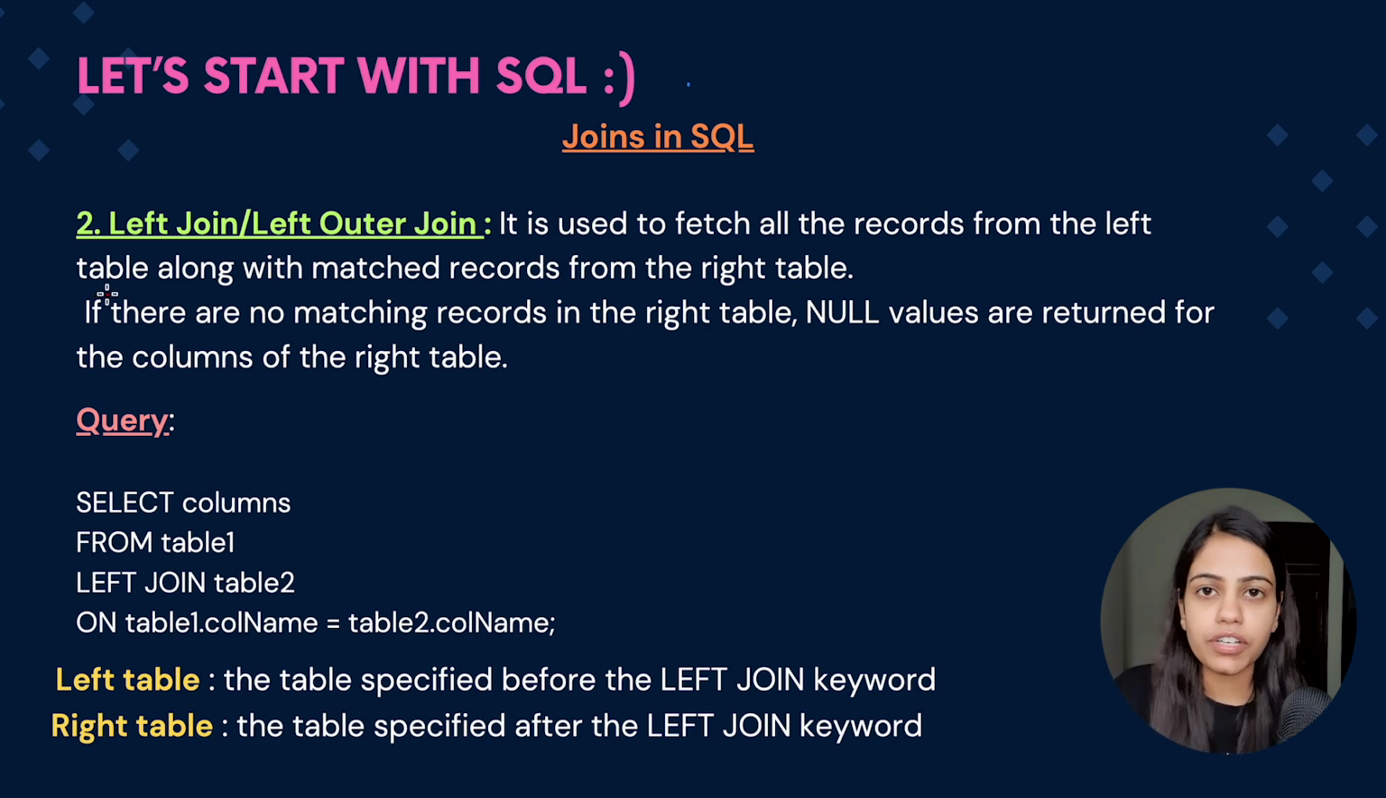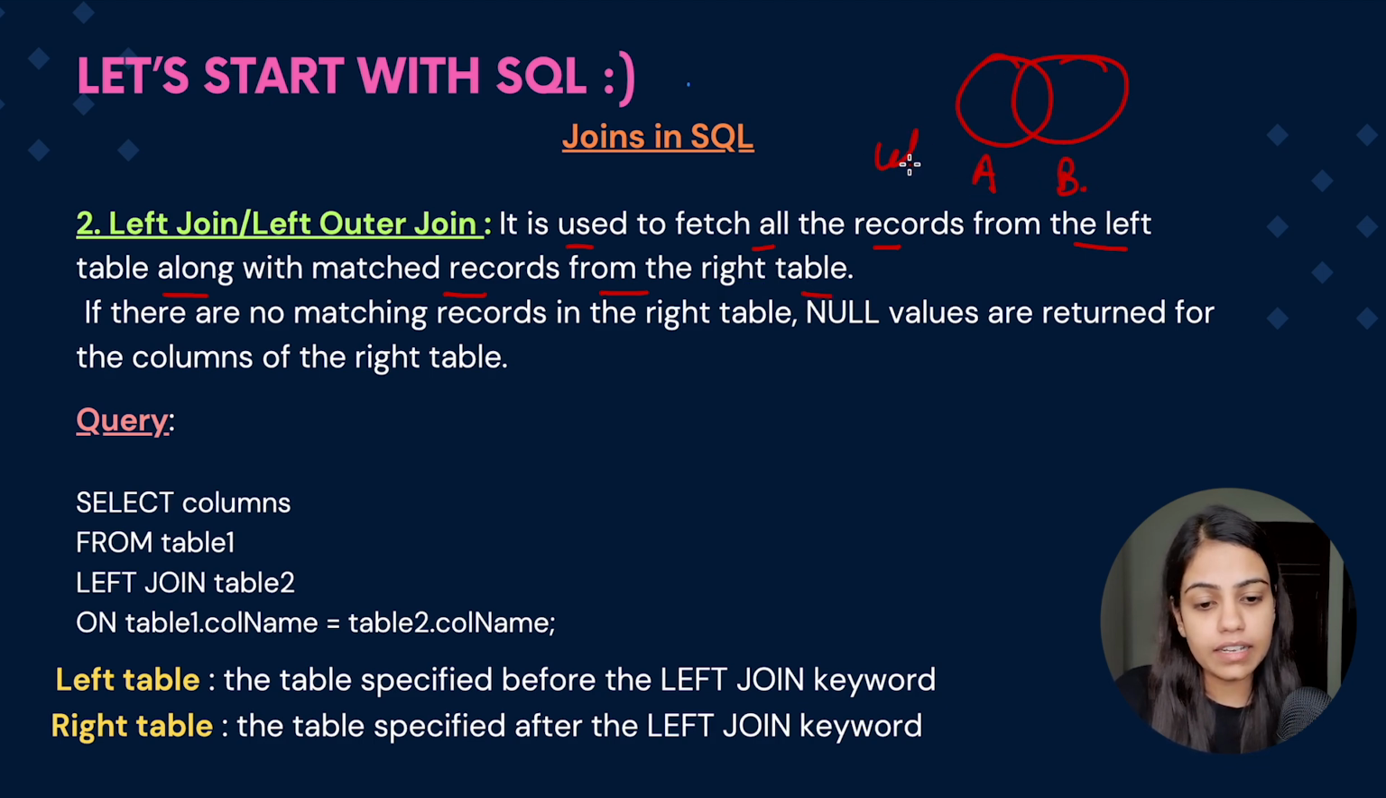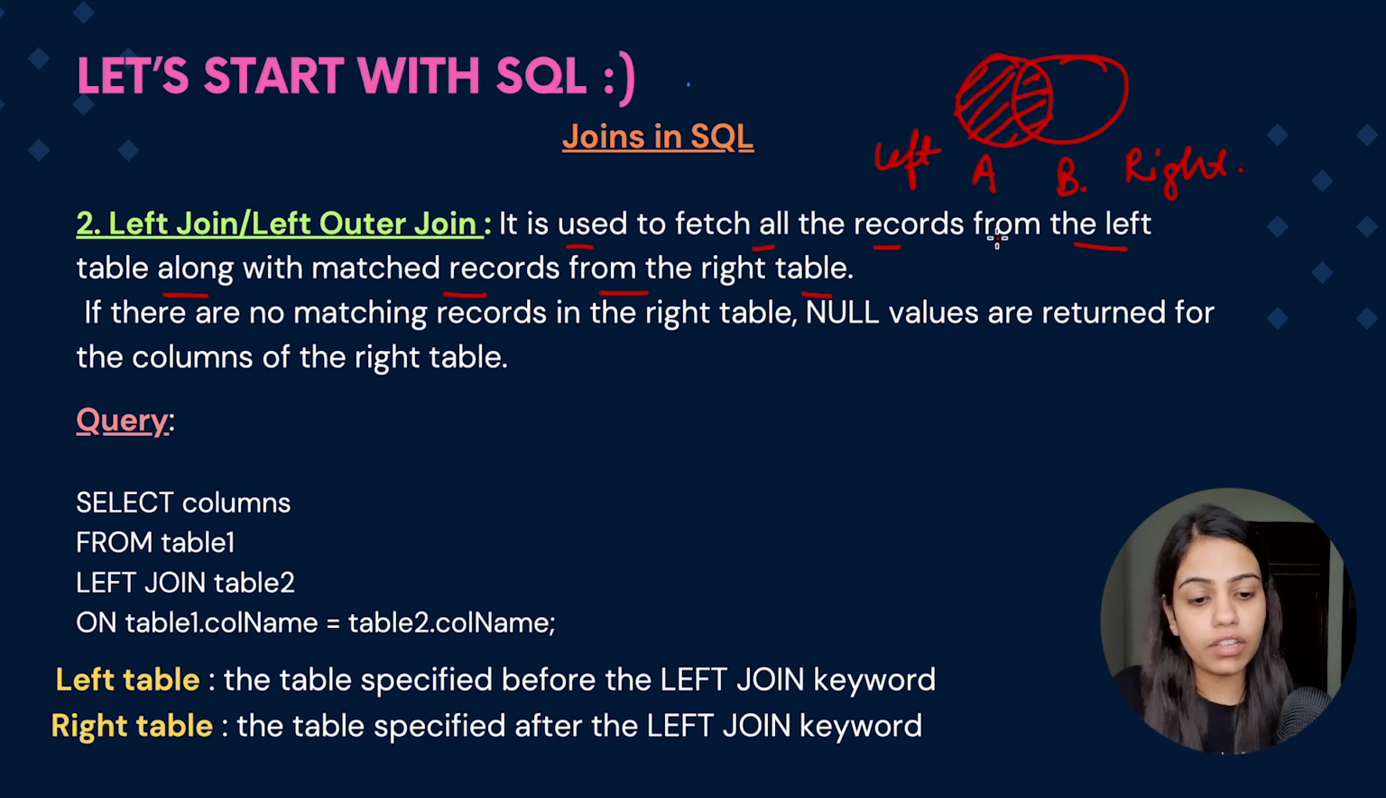So left outer join is a part of outer join. It is used to fetch all the records from the left table along with the matched records from the right table. So consider that we are having two tables A and B, and A is the left table and B is the right table. In the left outer join we get all the details of the left table along with the values which are common between A and B. So we get this entire detail using the left outer join.